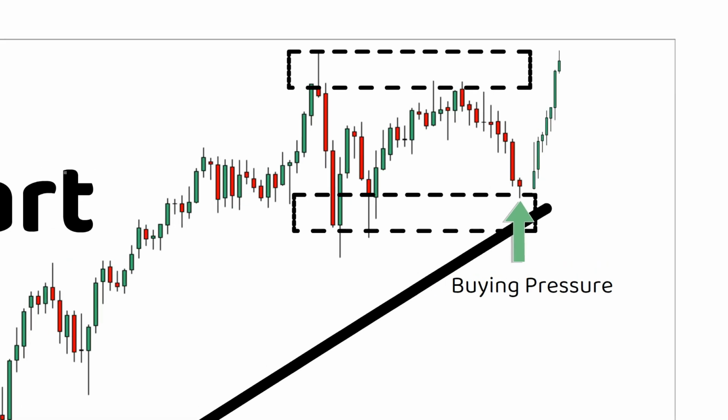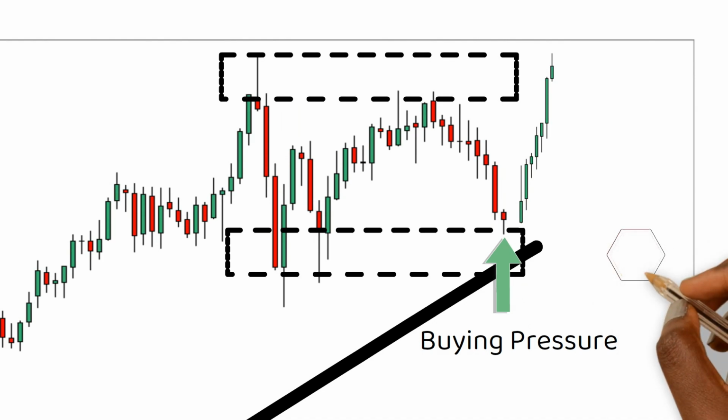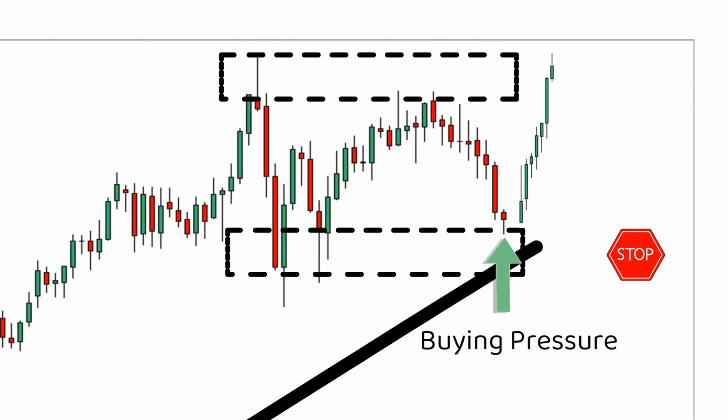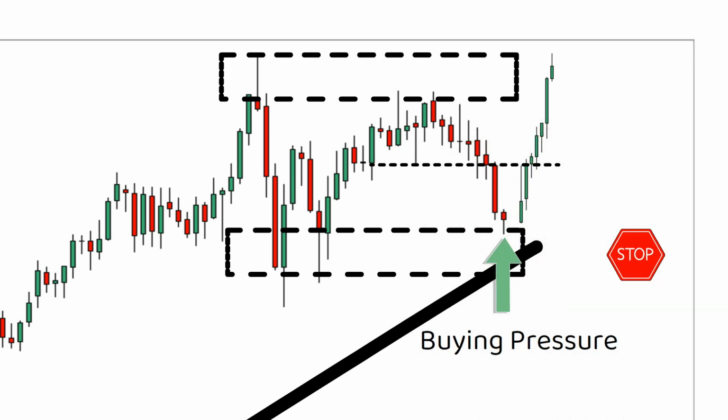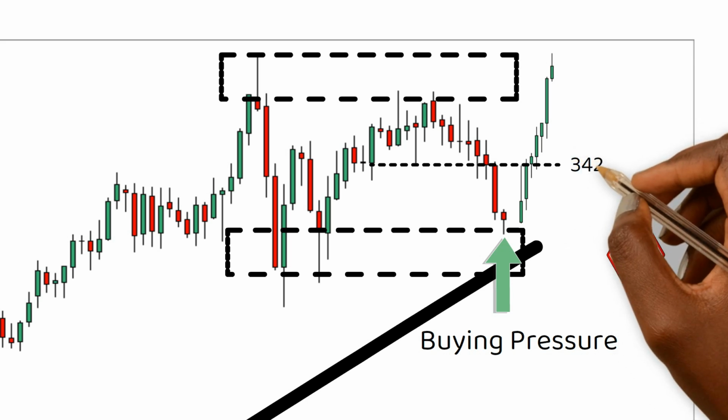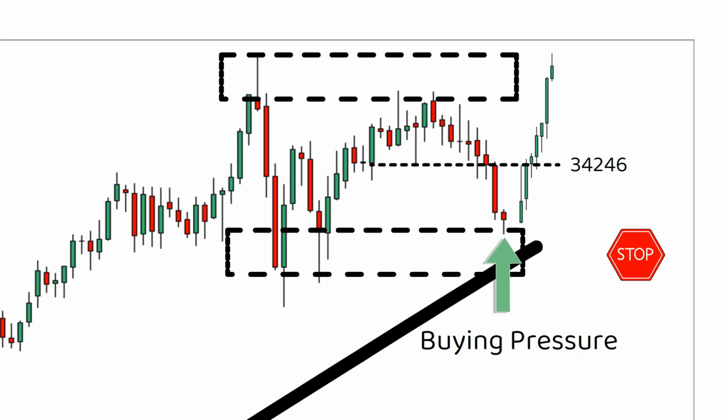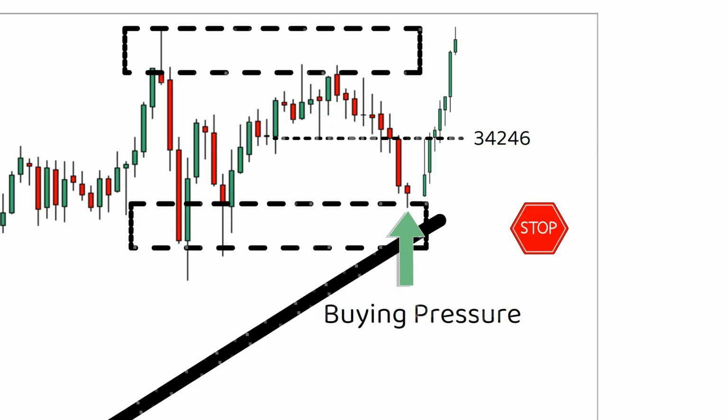So that is possibility number one. However, stop losses, of course, if we find such opportunities, need to go beyond the structure somewhere there. Right there, that could be our first target of some sort, if I was to put it like that, at 34246. That would be our nice target.